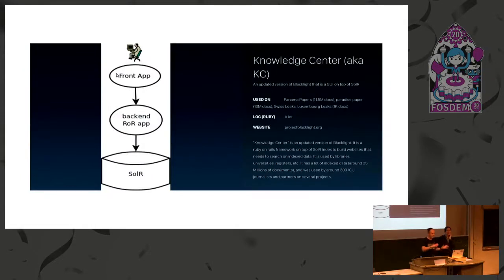Then when all the files were indexed into SolR, there was another open source component that we used called Blacklight, which is a Ruby on Rails software. Blacklight is a kind of framework that allows building websites to browse big corpuses of data, and it's used, for example, by libraries or universities. So we used it to help the journalists use SolR without having to know the complexity of the indexer languages and inputs. So it was basically quite simple: a front application, a backend in Ruby on Rails, and then the backend index.